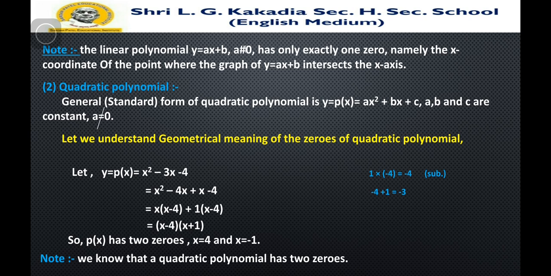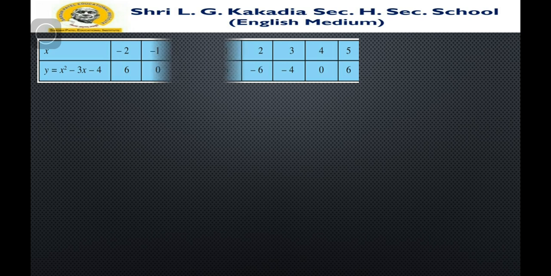Now we know that a quadratic polynomial has at most two zeros. It may have one zero, or it has no zero. At most, it has two zeros. Now let's draw the graph of a quadratic polynomial.